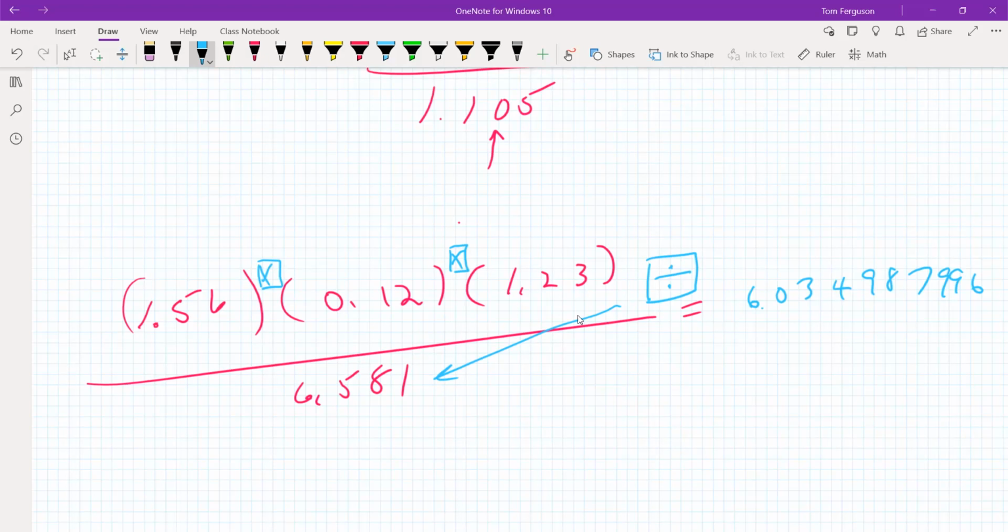Now, students always tell me, you're multiplying here, two times that. No, I'm multiplying 1/2 times 1/6.58. That's what the calculator sees.